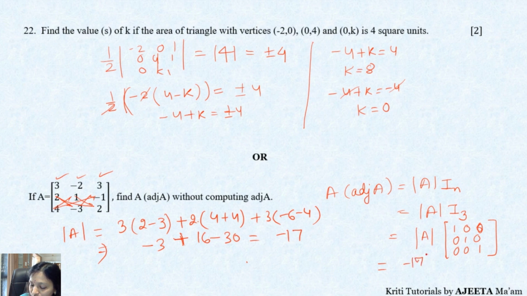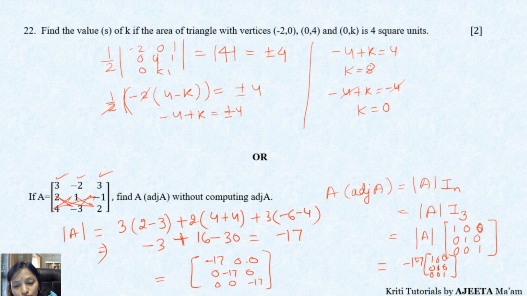So according to the property, what will be the answer? Minus 17 into this matrix. So your answer will be simply minus 17 0 0, 0 minus 17 0, 0 0 and minus 17. So this is how you solve this question. No worries if we don't know the property of adjoint. You have to know it because these questions are very important and full scoring they are. So that is why they are very important.